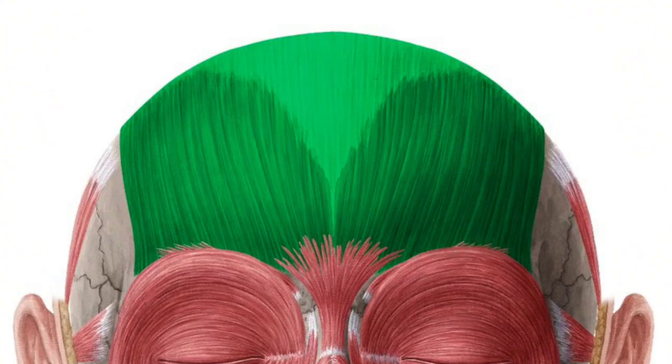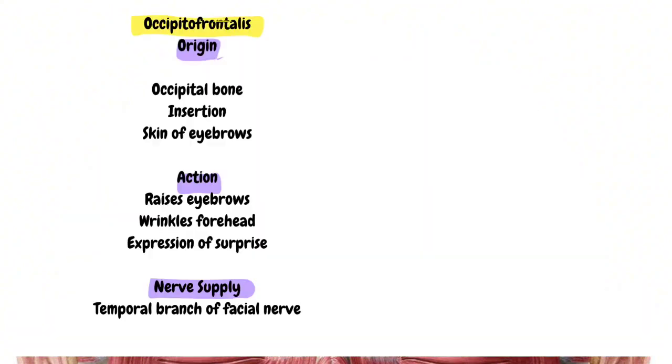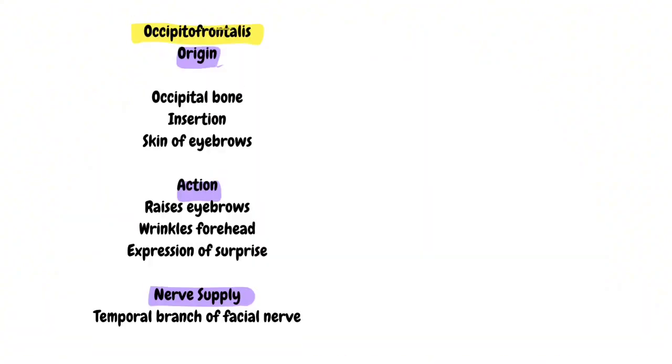And the first muscle is called the occipitofrontalis muscle. The name indicates its origin and insertion. You see here the origin is from your occipital bone and it is inserted into the skin of the eyebrows. Its action is to raise the eyebrows, wrinkle the forehead, and express surprise, and it is innervated by the temporal branch of the facial nerve.